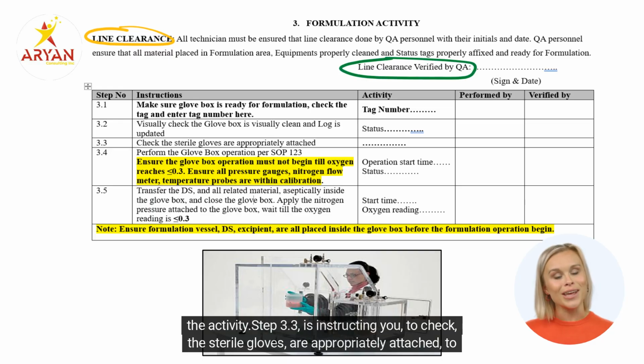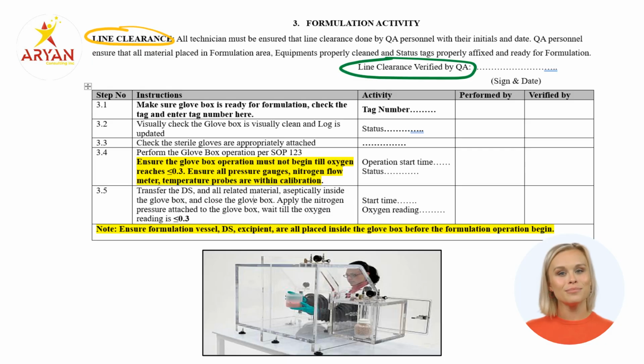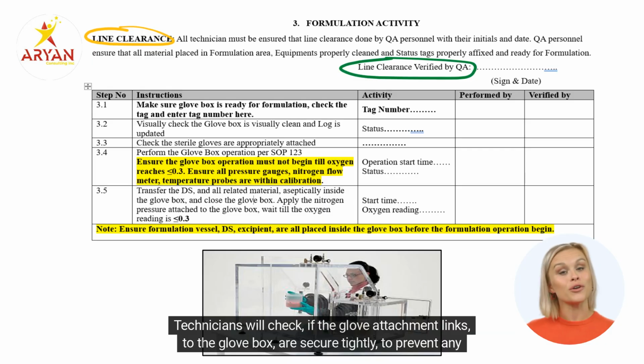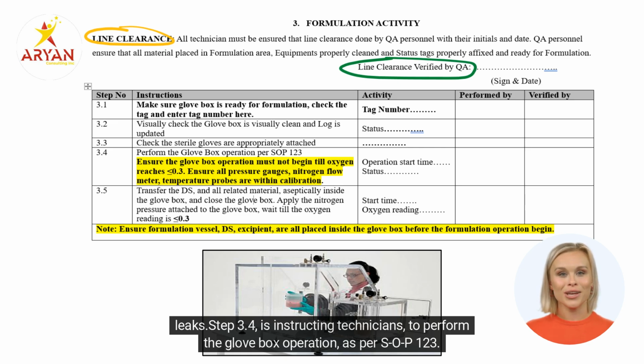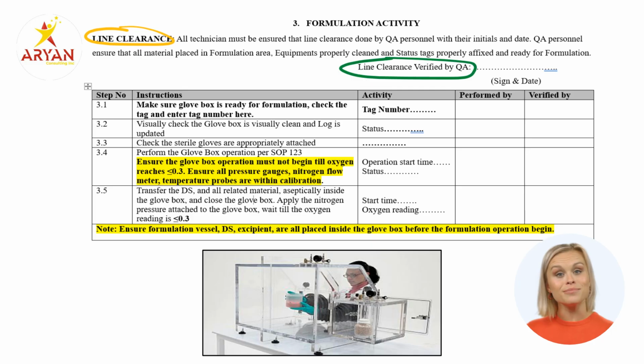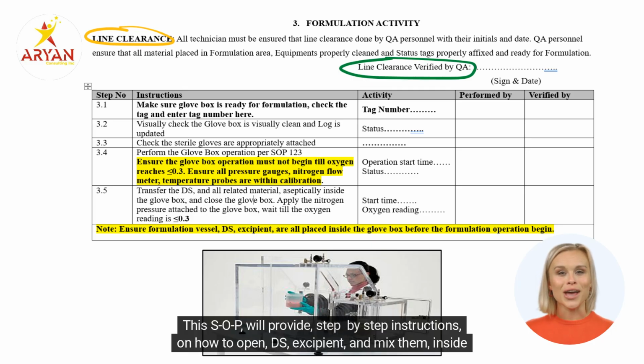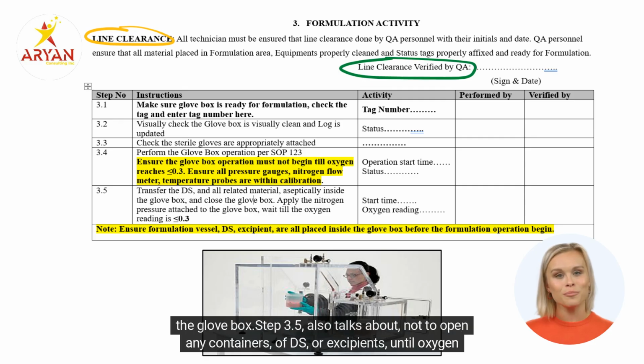Step 3.3 is instructing you to check the sterile gloves are appropriately attached to the glove box. Technicians will check if the glove attachment links to the glove box are secured tightly to prevent any leaks. Step 3.4 is instructing technicians to perform the glove box operation as per SOP 123. This SOP will provide step-by-step instructions on how to open DS and excipient, and mix them inside the glove box.